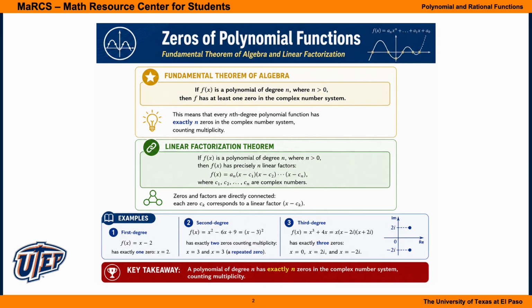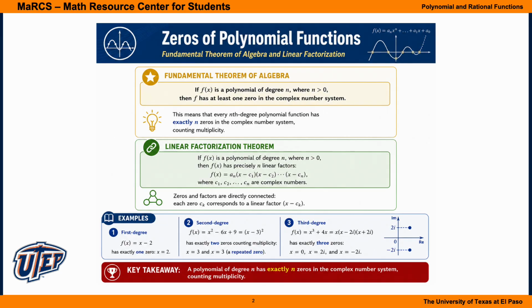The linear factorization theorem states, if f of x is a polynomial of degree n, where n is greater than 0, then f of x has precisely n linear factors. So f of x is equal to a_n times (x minus c1) times (x minus c2) all the way to (x minus cn), where c1, c2, all the way to cn are complex numbers. So zeros and factors are directly connected. Each zero, ck, corresponds to a linear factor, x minus ck.